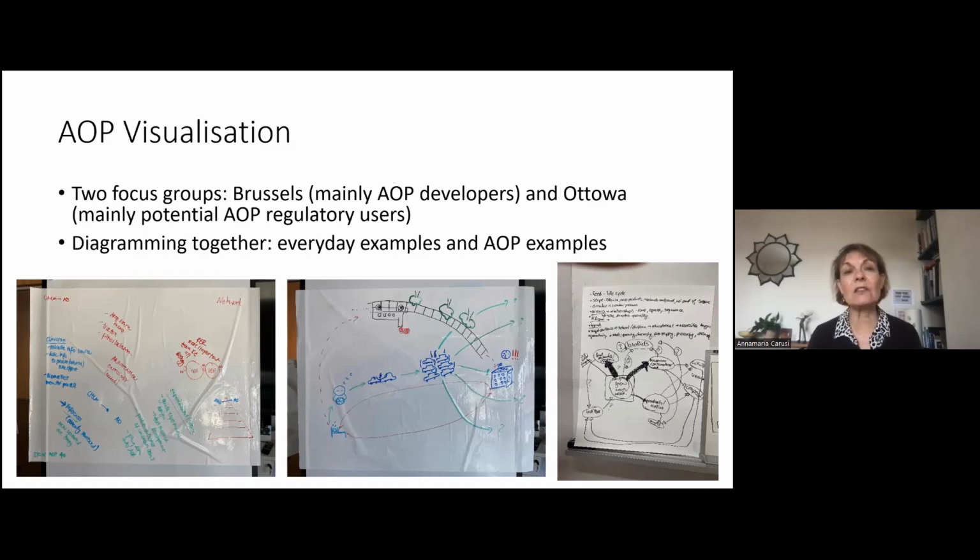The method used in these focus groups was to get people to diagram together, that is, to create diagrams together so that we could understand what their intuitions about diagrams in general are, and how they wanted the AOP examples in particular to reflect their intuitions about diagramming. So these are just a few examples that we had. There were some very striking examples of these diagrams produced. We used everyday examples like traffic, bread, shampoos, those kinds of things, and then the more specialized AOP examples. And click, please.